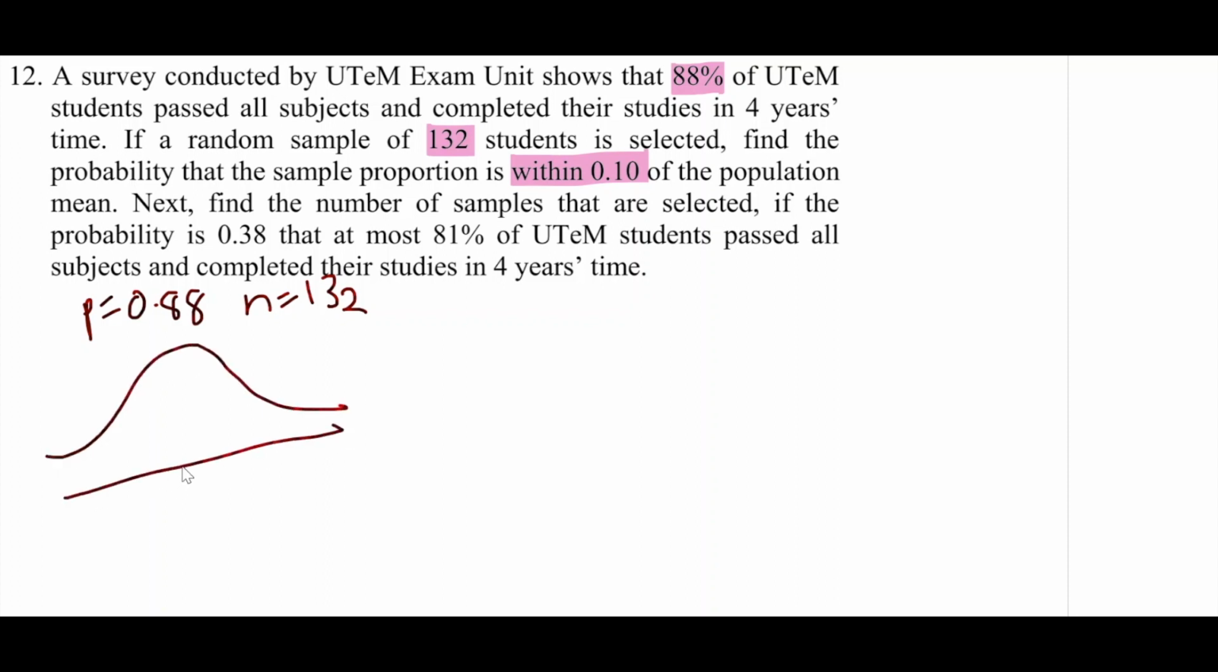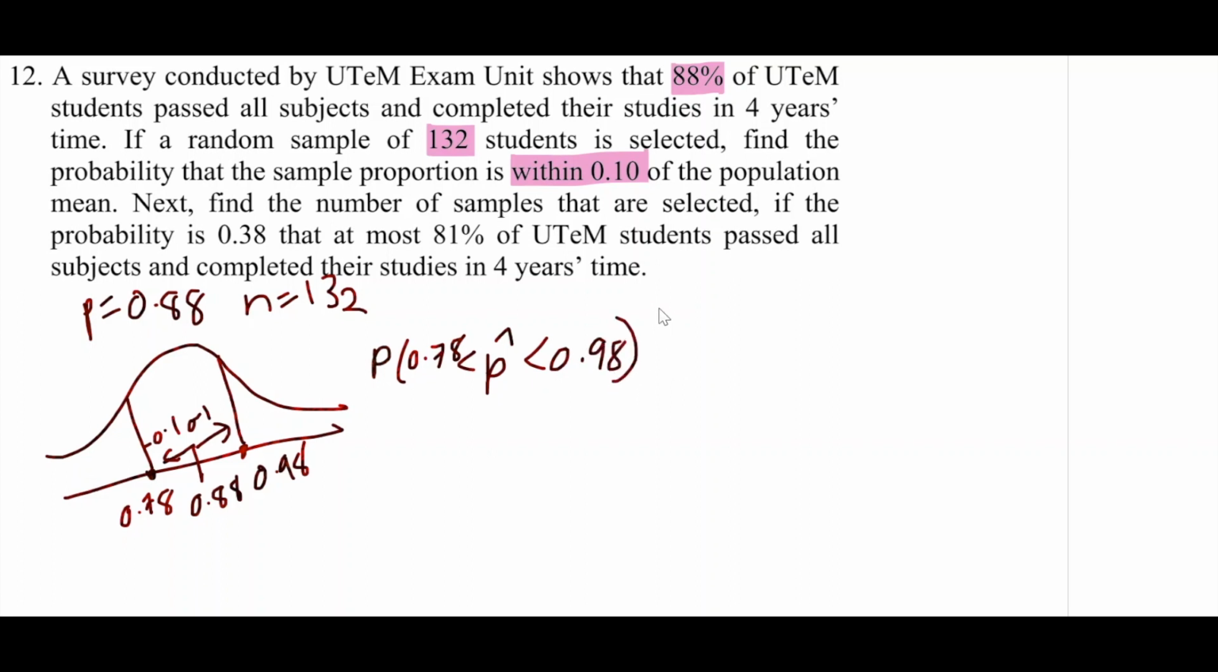I would illustrate this. And this is the population proportion 0.88 within 0.1, plus and minus 0.1. So these two values would be 0.98 and 0.78. In order to solve this question, we simply find the probability that P hat is between 0.78 and 0.98. Okay, next, find the number of samples. So you need to find N.